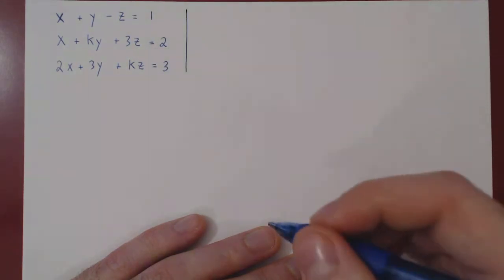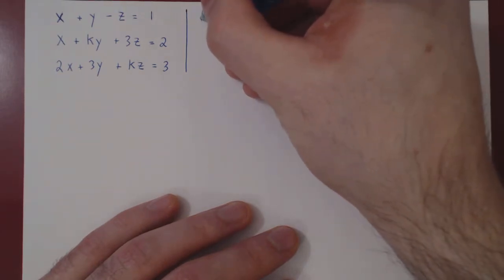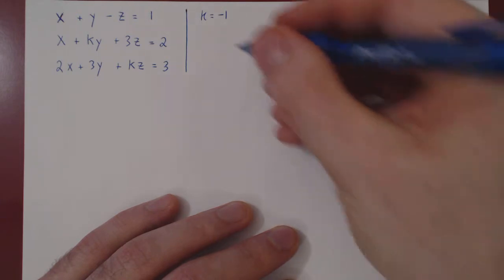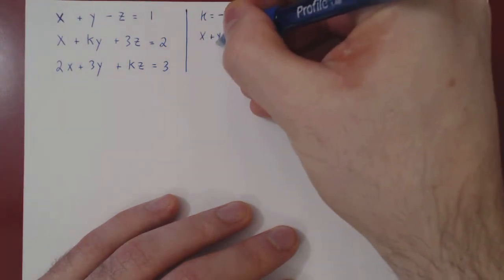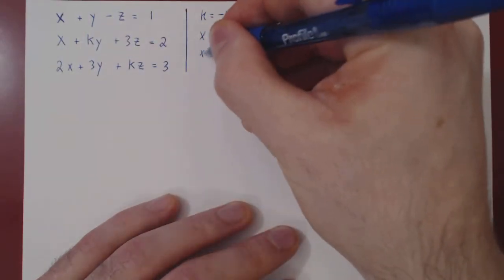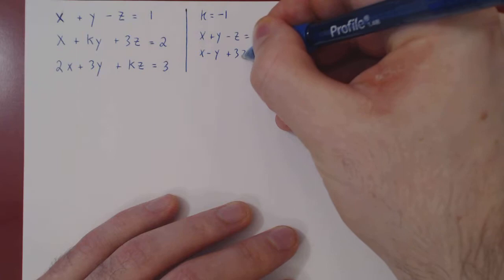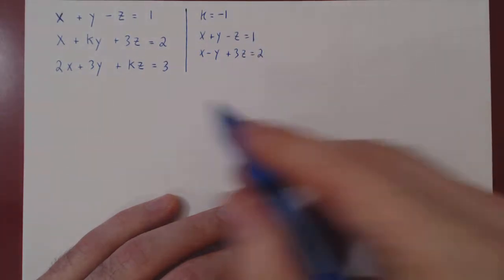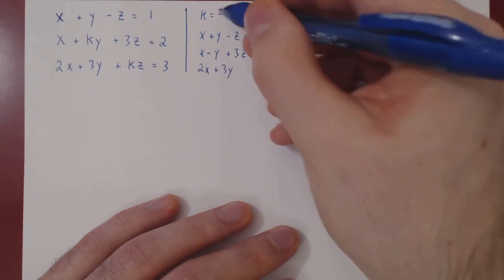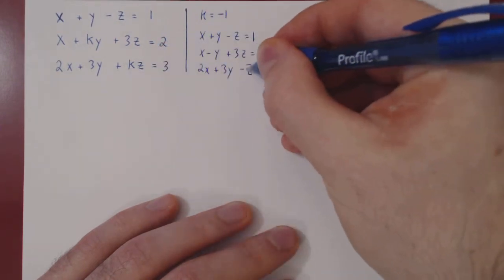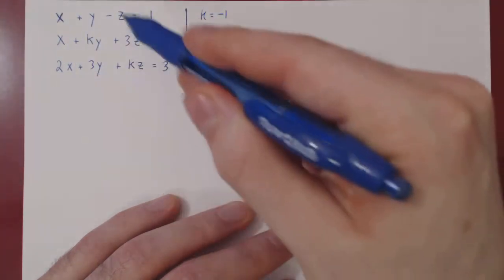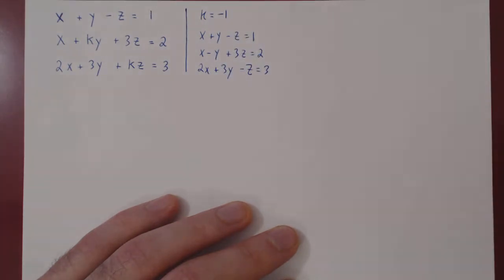Let's consider two examples of this. If we take k to be, say, -1, then the linear system becomes x plus y minus z equals 1, x minus y plus 3z equals 2, and 2x plus 3y minus z equals 3. And so you see, if you replace k by -1, then you get this linear system.